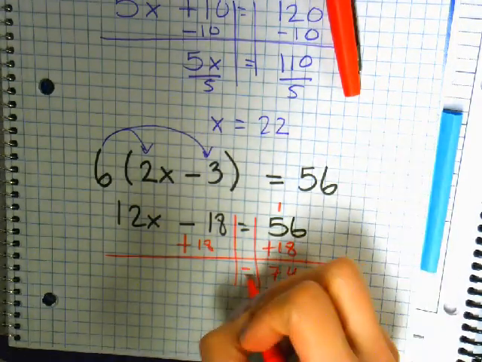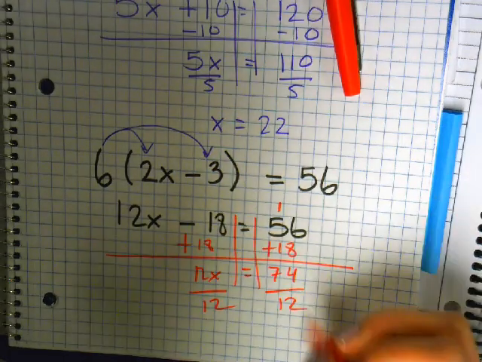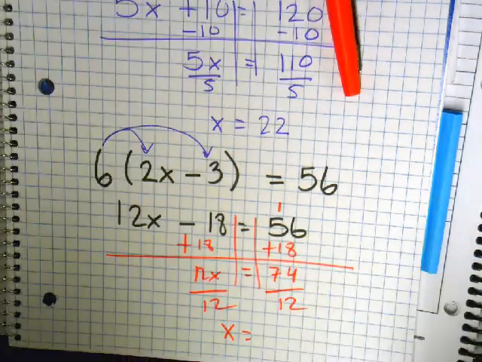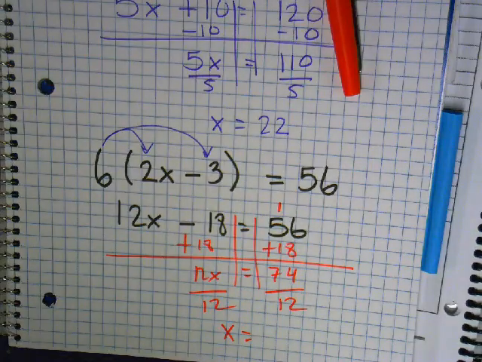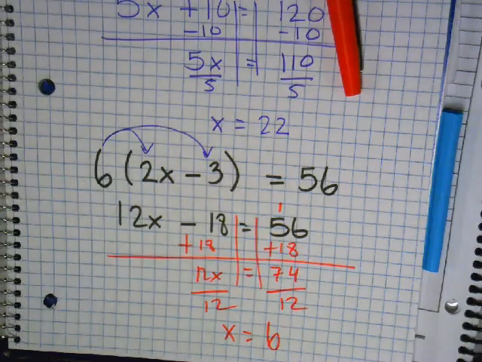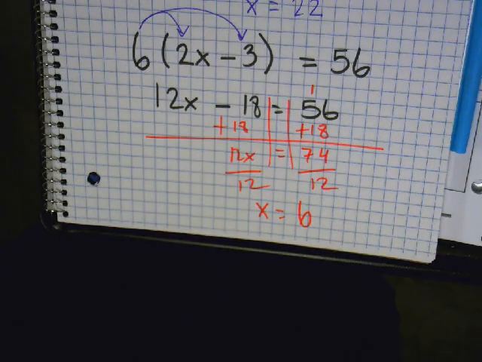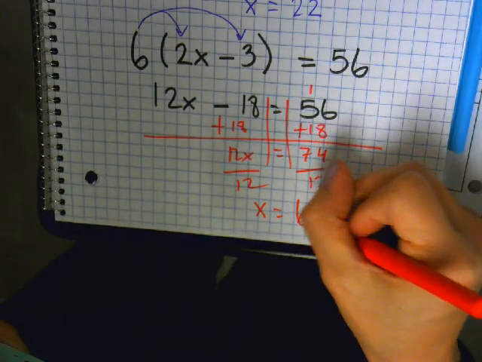74? Ooh, it's not going to work, huh? How many times is 12 going into 74? 6. What's your remainder? 2. What's 6 times 12? 72. So the remainder is 2 over 12.